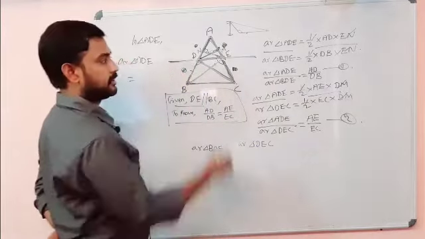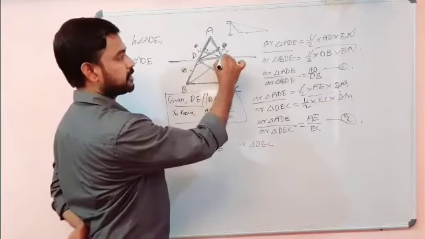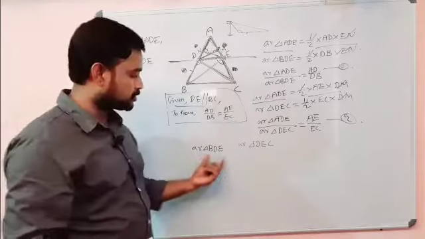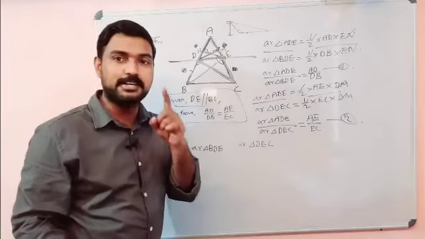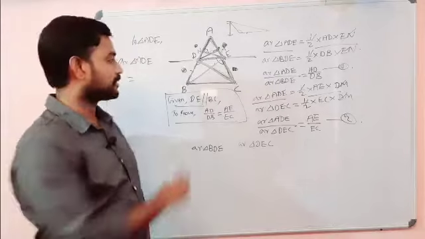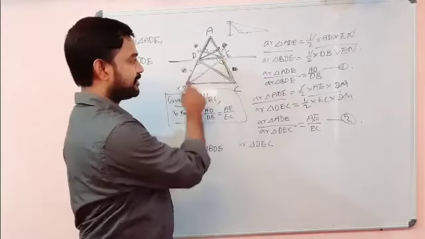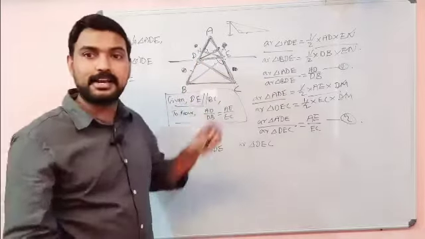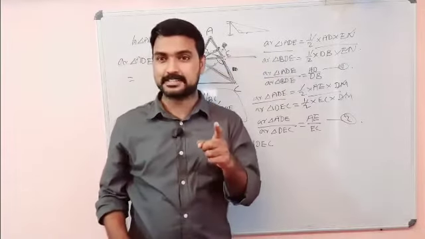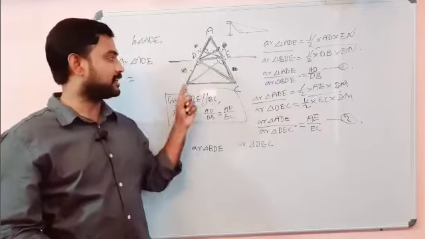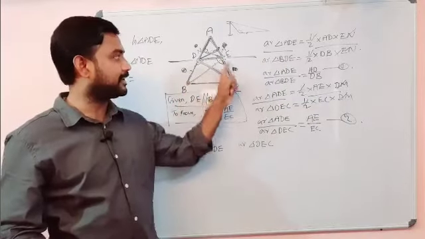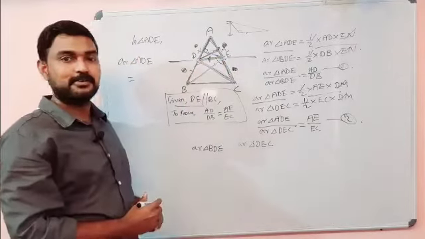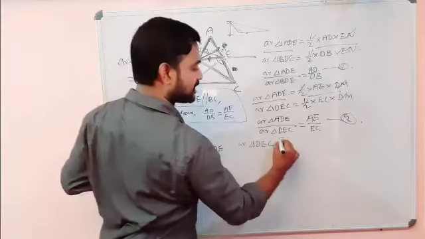DEC. D is the point here, E is the point here, C is there. When I consider these two triangles, one of the sides is common. Can you say that? BDE, this is the triangle. DEC, this is the triangle. These two triangles have a common side. Which is that? Can you observe? What are the triangles? BDE, DEC. Yes, DE is common. So two triangles have a common side.